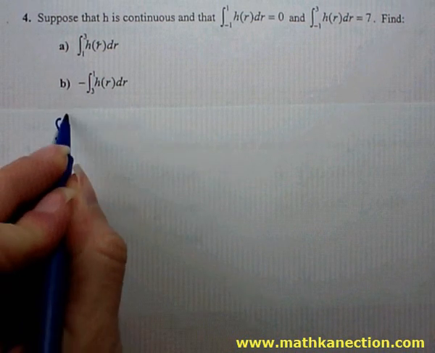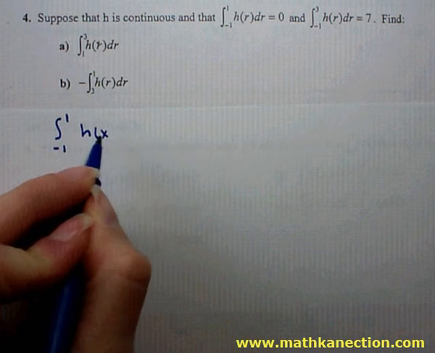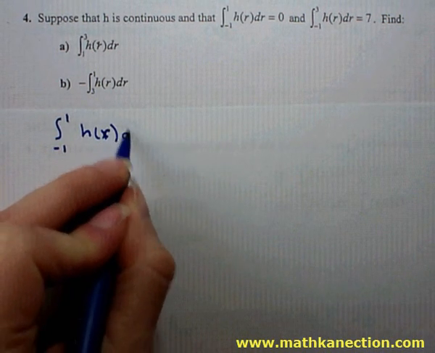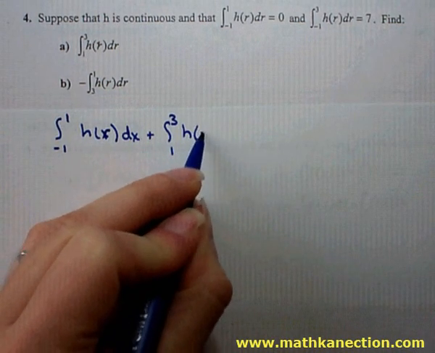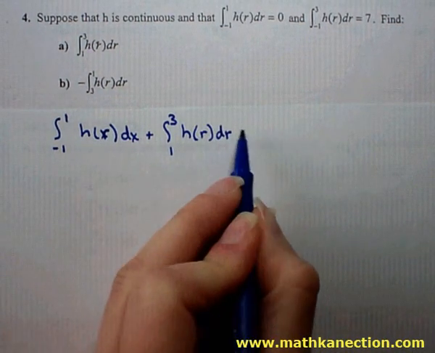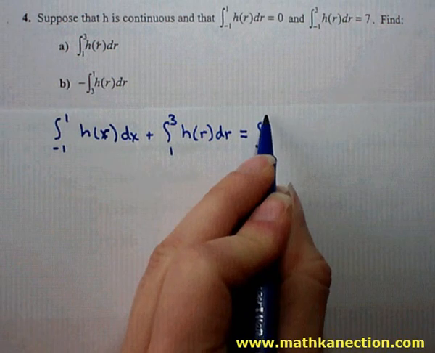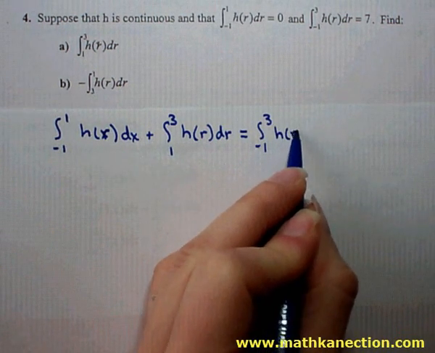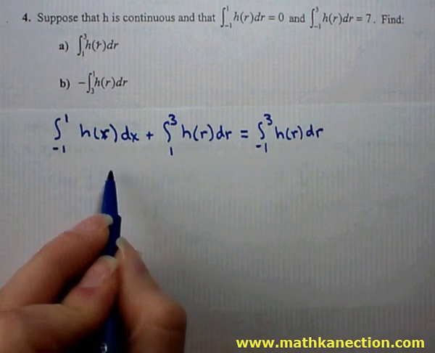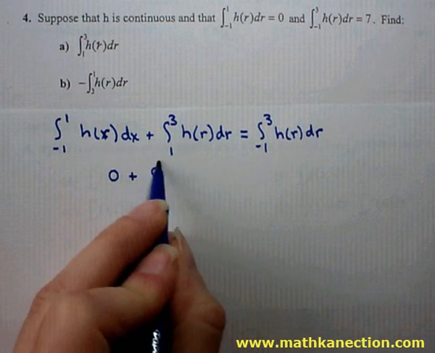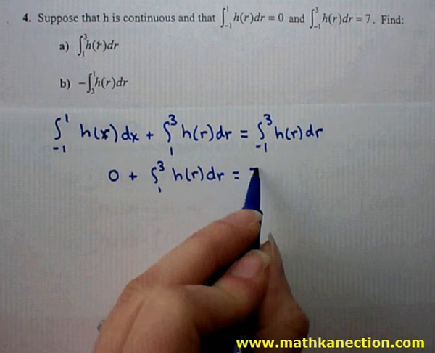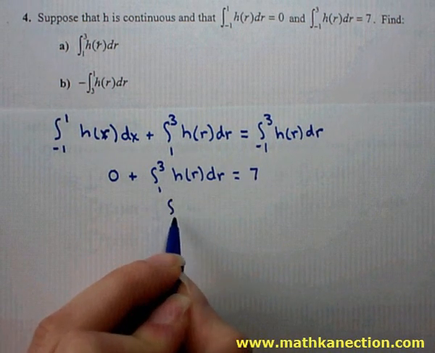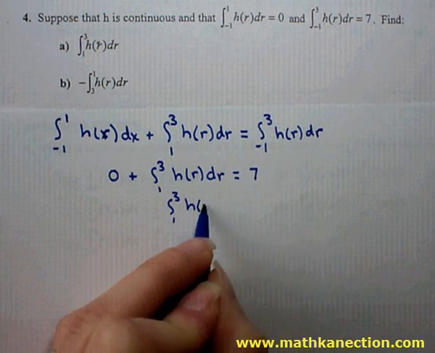Looking at the integral from negative 1 to 1 of h of r dr, plus the integral from 1 to 3 of h of r dr, that's equal to the integral from negative 1 to 3 of h of r dr. Negative 1 to 1 is just 0. Integral from 1 to 3 of h of r dr is what we're looking for, and negative 1 to 3 is 7. So the integral from 1 to 3 of h of r dr is also equal to 7.